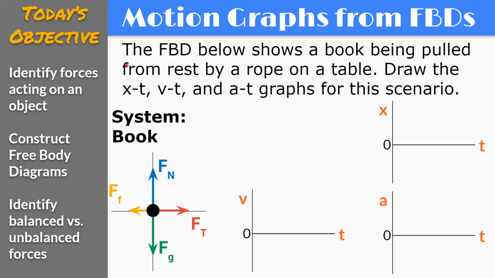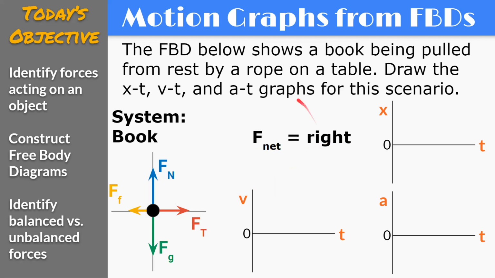The free body diagram below shows a book being pulled from rest by a rope on a table. Draw the XT, VT, and AT graphs. So now I have a situation where I do have unbalanced forces. I have some amount of net force. I don't have any numbers here, but I know that I have a net force to the right. I know it's in the direction of this tension. This is larger than this. So I know my net force is to the right.